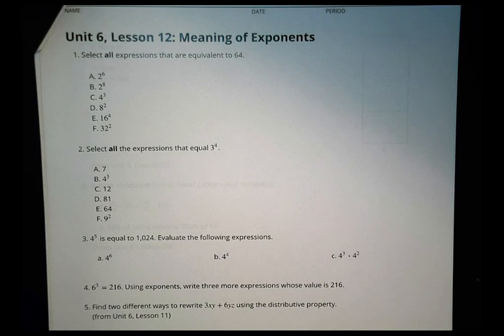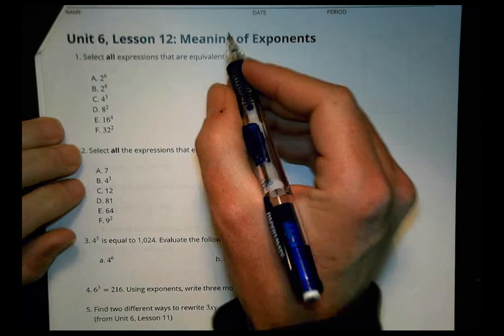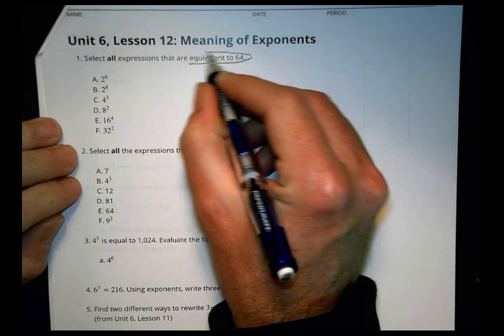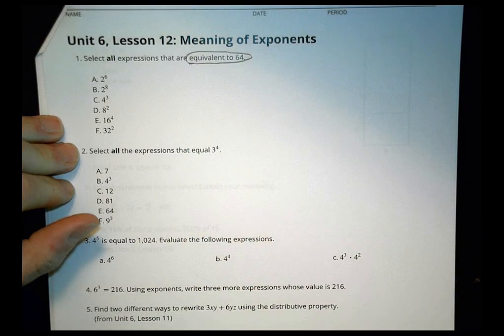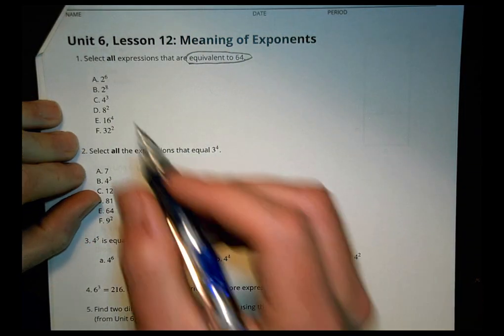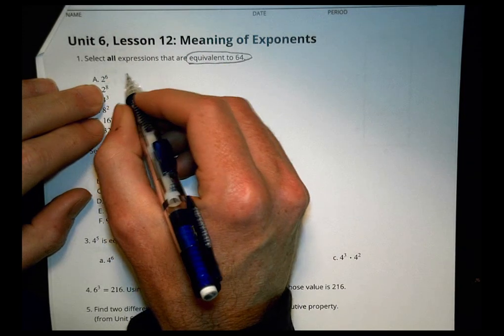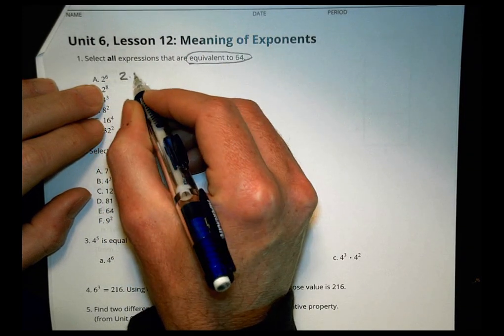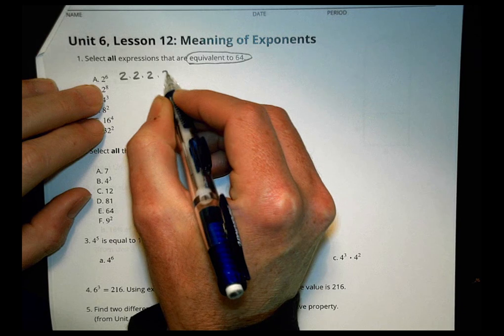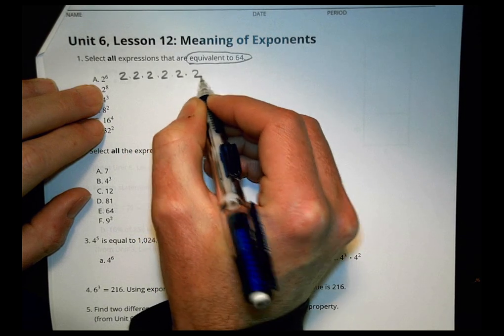Alright, homework time for Lesson 12, Unit 6, Meaning of Exponents. Select all expressions that are equivalent to 64. So what you have to do here is just basically work them out, okay? So let's see, we have 2 to the 6th power. This becomes 2 times 2 times 2, that's 3, 4, 5, and 6.